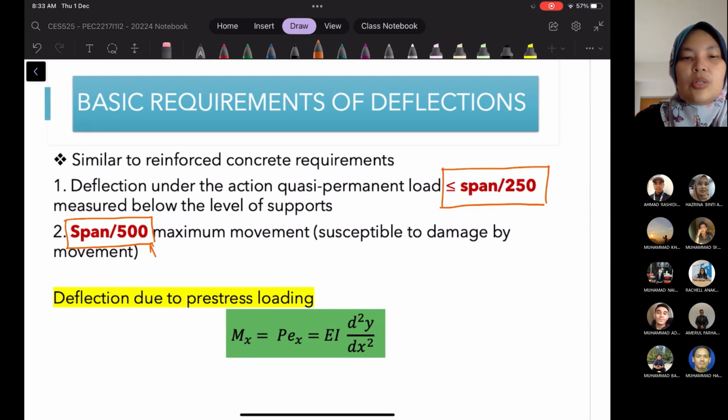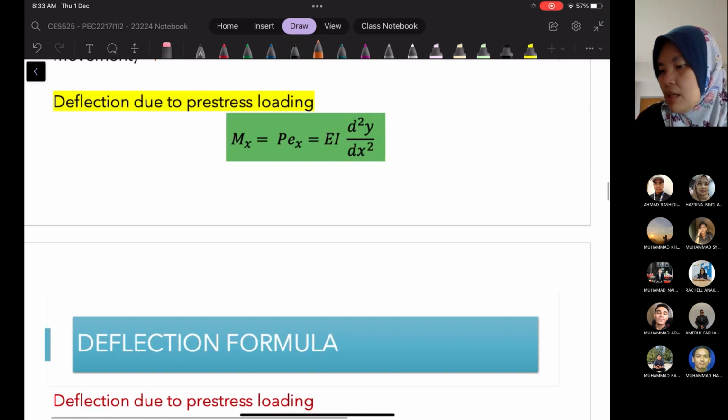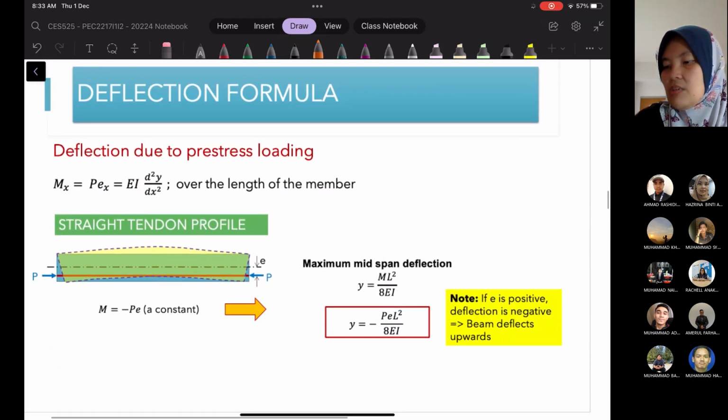That is due to the pre-stress loading, right? Because we have pre-stress, therefore we have the pre-stressing force as well as the eccentricity. So we need to calculate that as well in order to calculate the value of deflection, right? Okay, so look here, we have the deflection formula, right? So deflection that is due to the pre-stress loading.